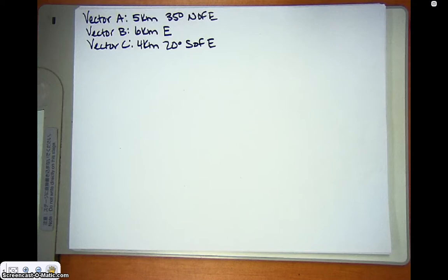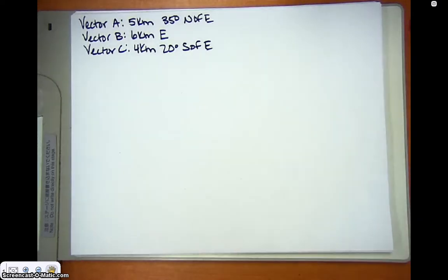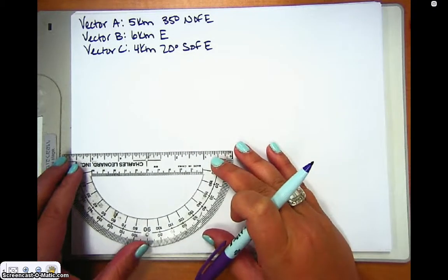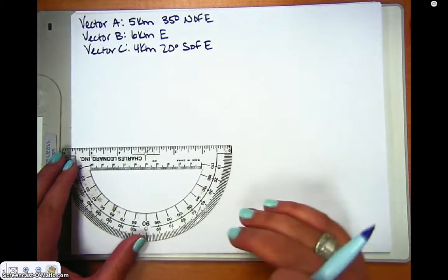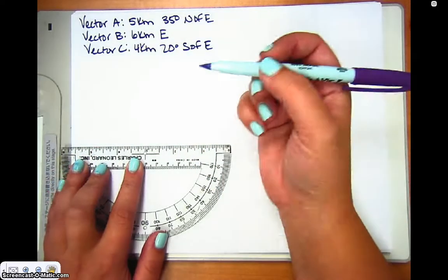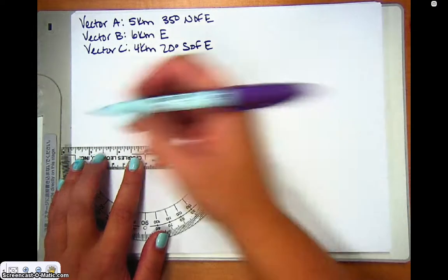So let's say they first said that they were going to go 5 kilometers, 35 degrees north of east, and then 6 kilometers east, and then 4 kilometers, 20 degrees south of east. And so we really want to know how far away from the original location and in what direction we have to begin. So let's go ahead and start by drawing our vectors, and then we'll perform the component method in order to determine where they actually are.